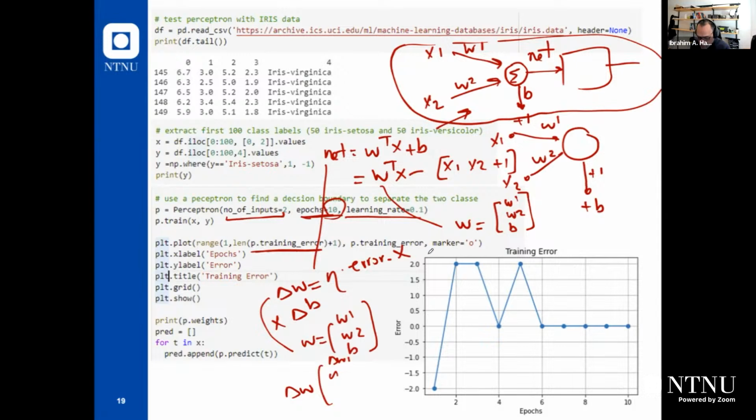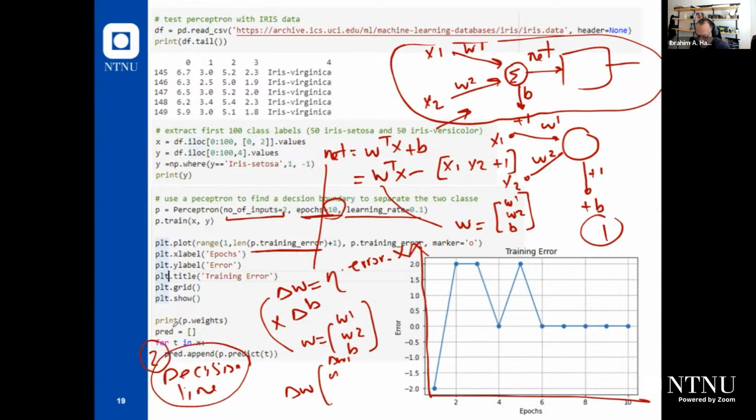So just try to train your model. Plot this graph first, and after that, plot also the new decision line, because you will get a decision line. So try to plot the decision line and try to plot this training error.